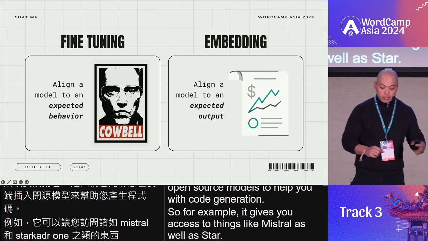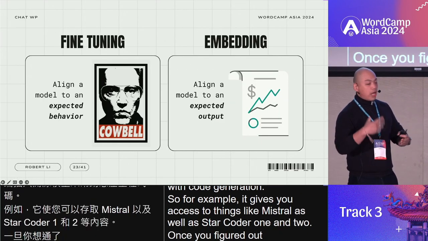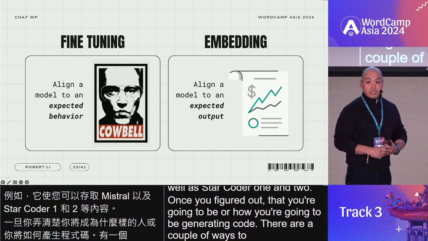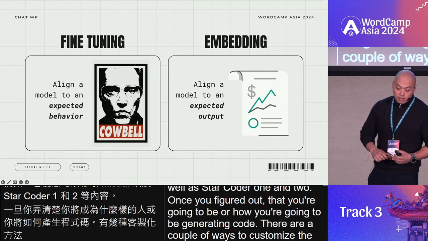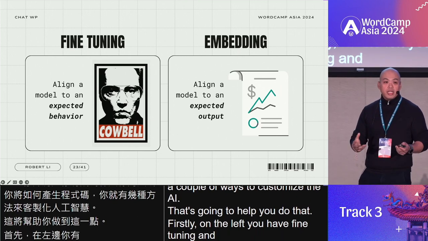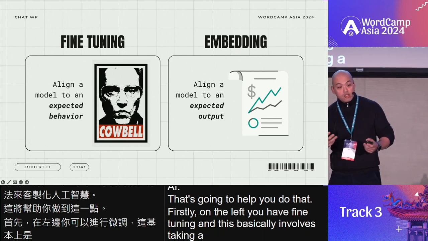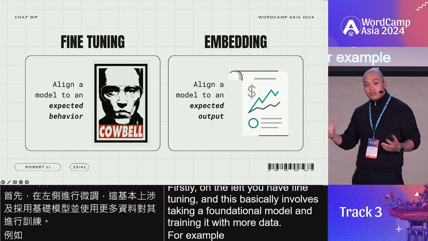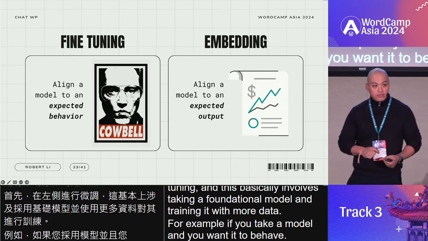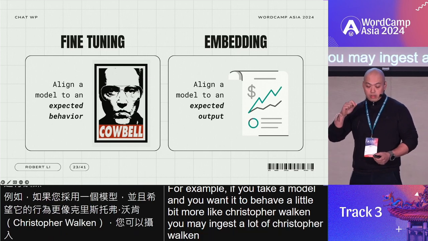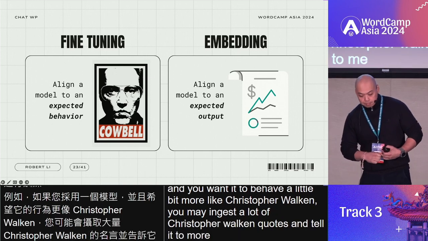Once you've figured out how you're going to be generating code, there's a couple of ways to customize the AI that's going to help you do that. Firstly, on the left, you have fine-tuning. And this basically involves taking a foundational model and training it with more data. For example, if you take a model and you want it to behave a little bit more like Christopher Walken, you may ingest a lot of Christopher Walken quotes and tell it to more cowbell, right?